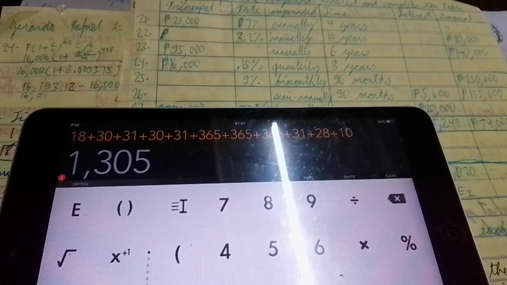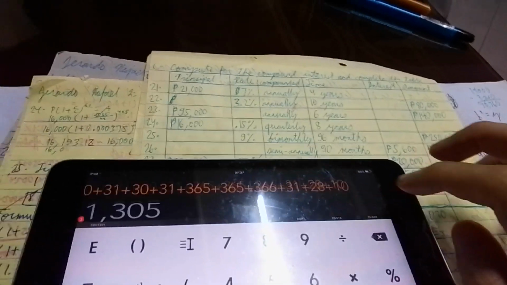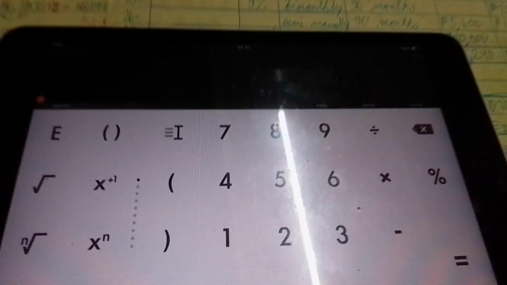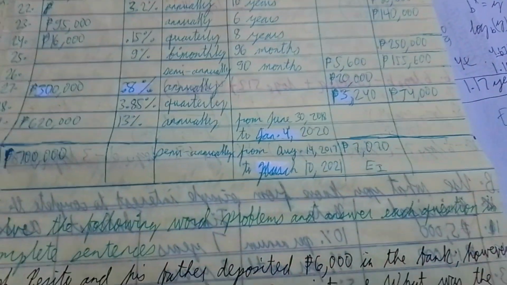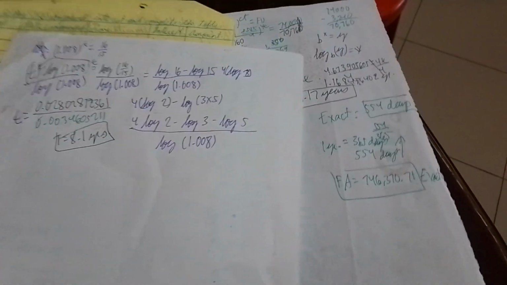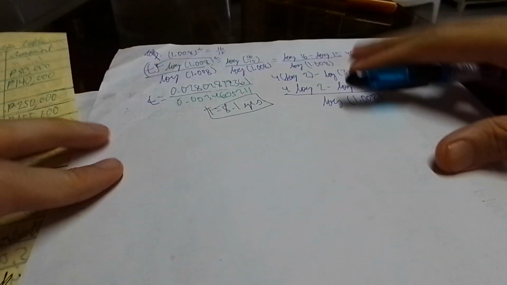So that's how our formula goes. Remember that it is 1,305. Our goal here is to solve for the interest rate, so let's write down the formula so we don't have a hard time. Please wait a moment. So the formula is still the same.